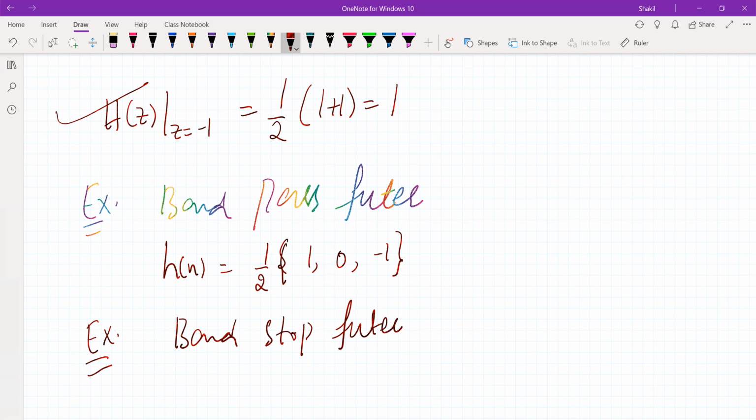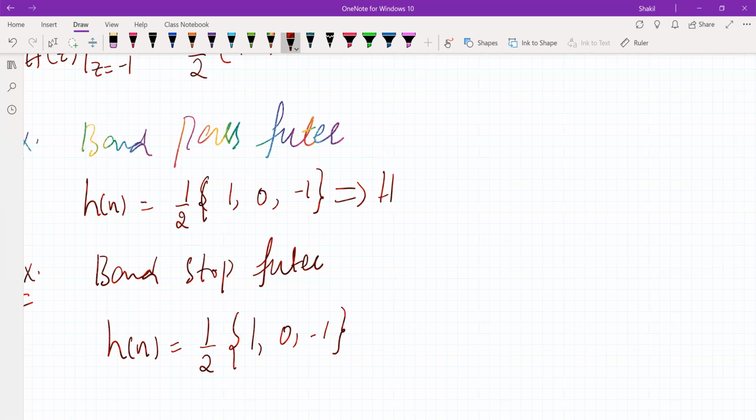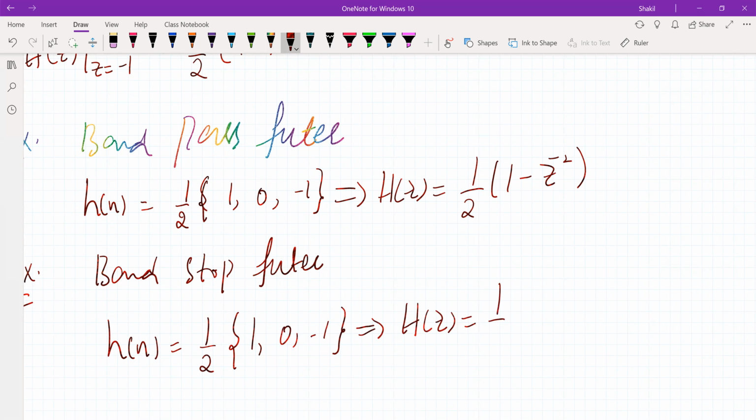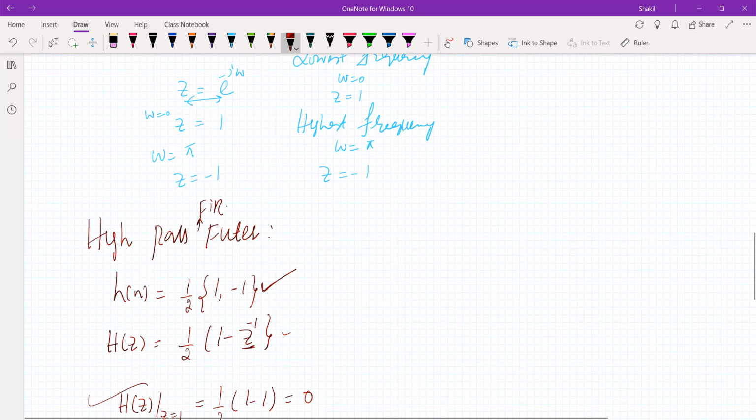filter is h of n equal to 1 by 2, 1 comma 0 comma 1. So you can obtain the z transform expression of this: h of z is 1 by 2, 1 minus z to the power minus 2. Similarly, the z transform expression of this will be 1 plus z to the power minus 2. Right? So these are the band pass and band stop filters. Alright. So these are several examples of simple low pass filter.